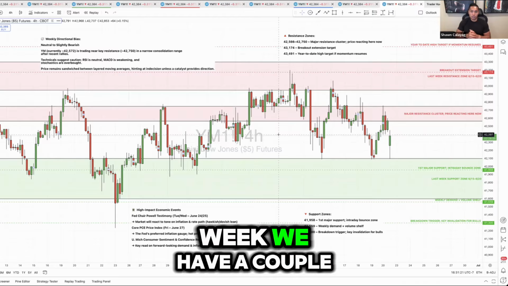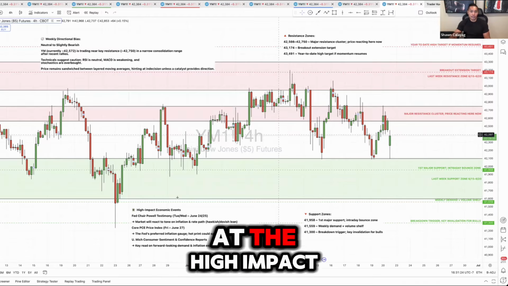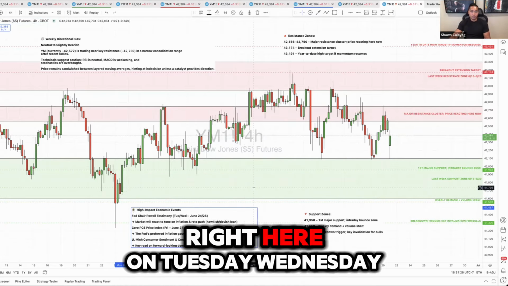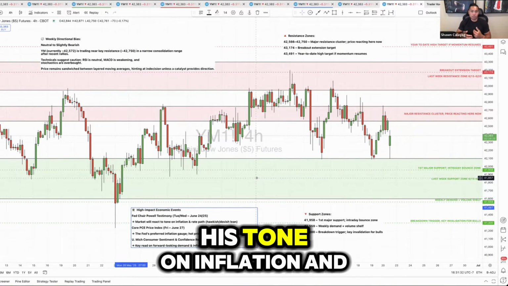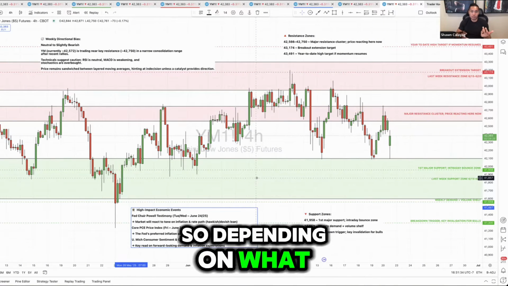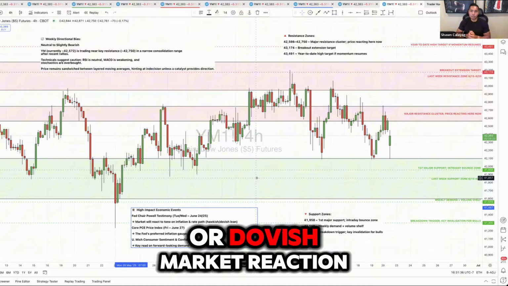With that said, this week we have a couple news events. So looking over here at the high impact economic events, right here on Tuesday, Wednesday, we have Fed Chair Powell speaking. Market will react to his tone on inflation and rate path. So depending on what Powell says, we'll have a hawkish or dovish market reaction.